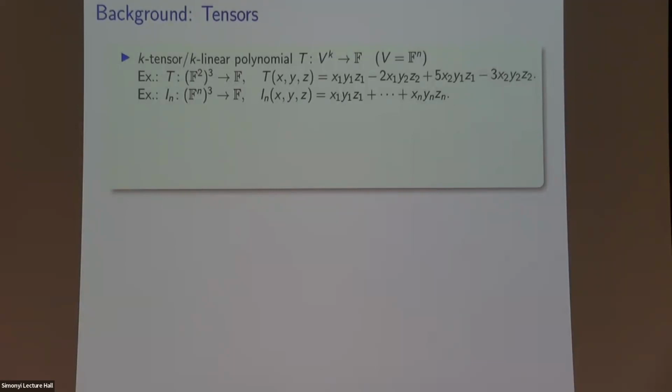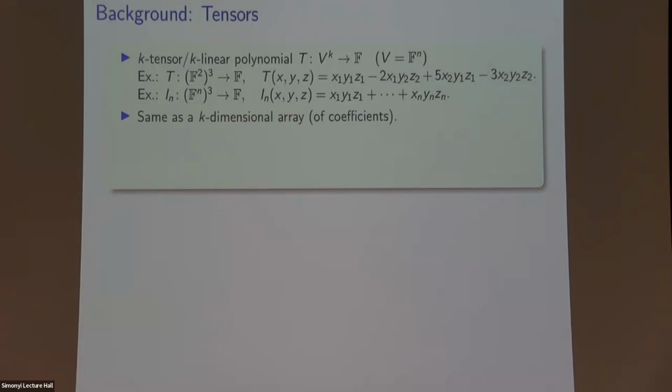For example, you have two examples of three tensors. So you can see the first one has the polynomial of degree 3 where every monomial has one x variable, one y variable, one z variable. The second example is another three tensor, the identity three tensor that generalizes the identity matrix, the bilinear form associated with the identity matrix. So here it's x1, y1, z1 plus x2, y2, z2, etc.